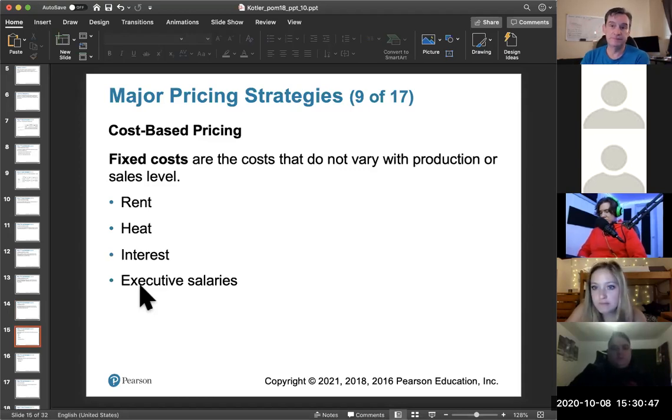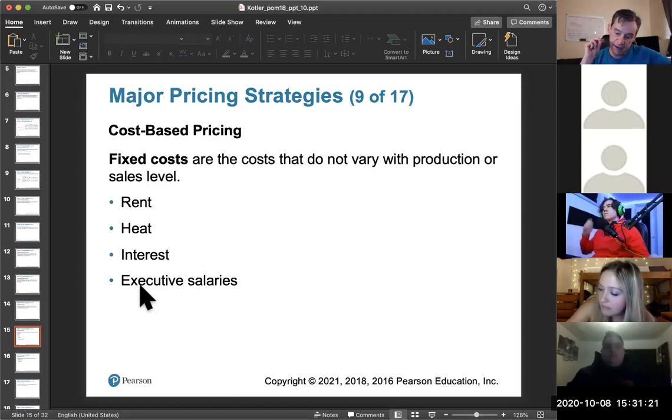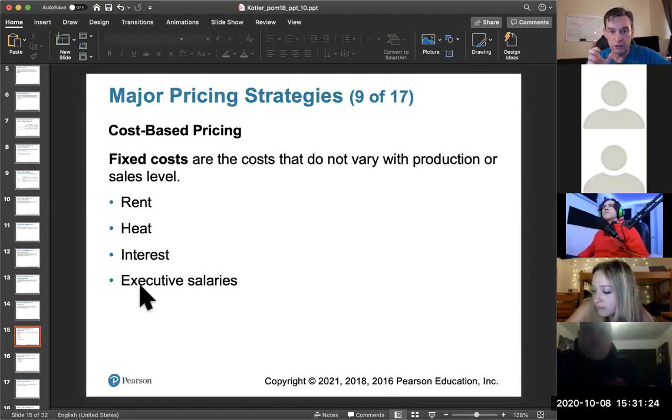Now, fixed costs: rent, heat, interest, executive salaries, all the salaries, not when you are paying by hour, but most of the salaries. These are those that do not vary with the production level. So it doesn't matter if you produce only one thing or 10,000 things, the cost will be the same. And that's the reason you want to have a very clear composition of the cost, the disclosure of how the cost was produced. For example, we have this, just a recorder.